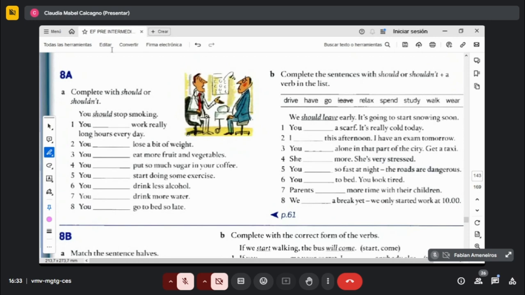Sí, pero recuerden que acá es consejo. ¿Es como nuestro modo potencial o en inglés hay otro potencial?